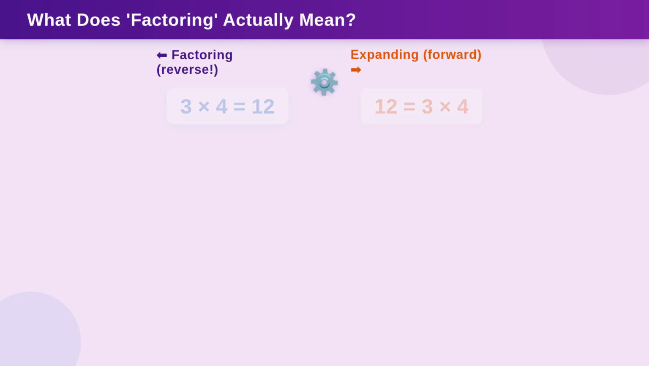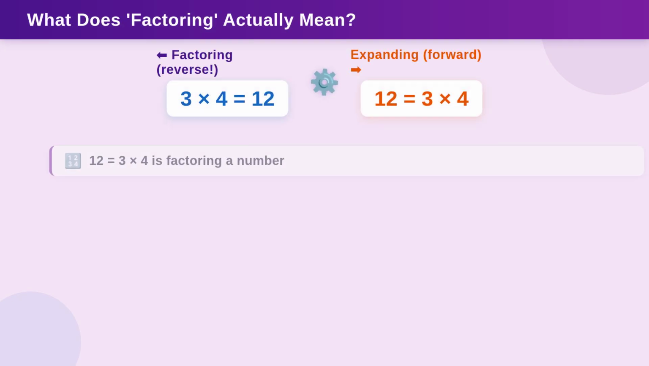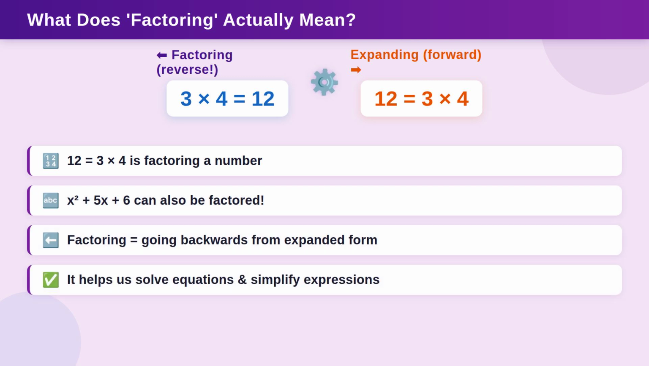Okay, so what is factoring? Think about the number 12. You already know that 12 equals 3 times 4, right? You just factored 12. You broke it into smaller pieces that multiply together. Factoring an algebraic expression is the exact same idea, just with variables mixed in. Instead of expanding or multiplying things out, we're going backwards. We're finding what was multiplied together to make the expression. Think of it like algebra running in reverse. Pretty cool, right?